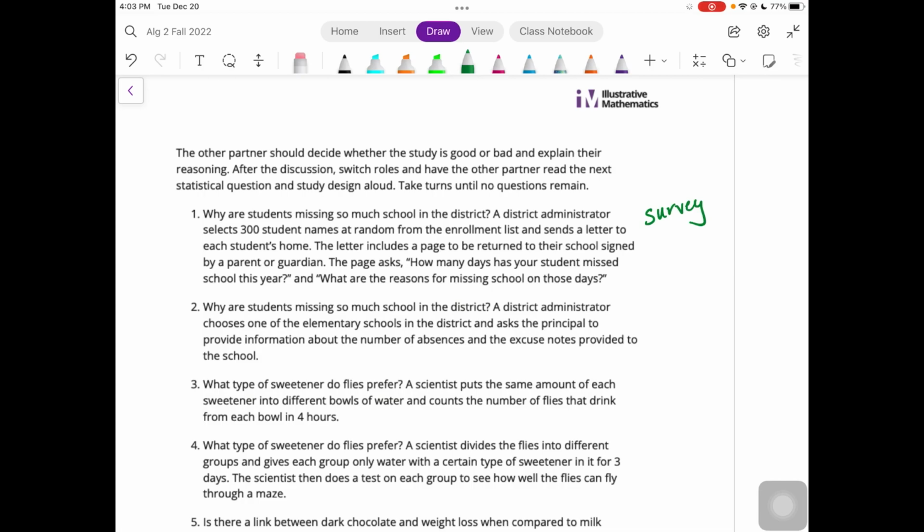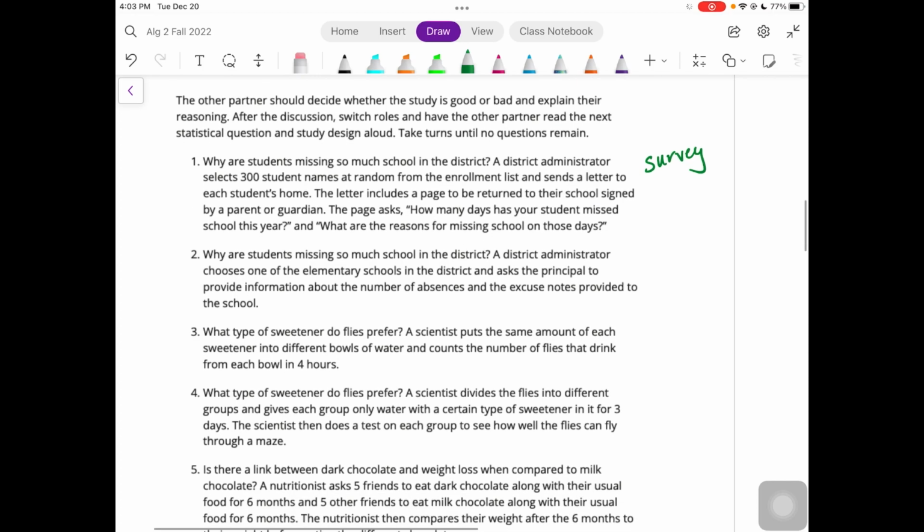All right, number 2, why are students missing so much school in the district? Same question. A district administrator chooses one of the elementary schools in the district and asks the principal to provide information about the number of absences and the excuse notes provided to the school. So this is going to be an observational study because they're just collecting data. They're not asking people for opinions or information. They're just collecting data or information that has already been provided, and they're not influencing anything.